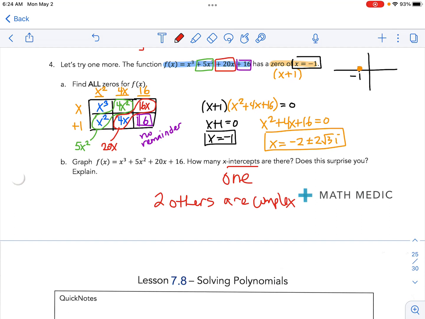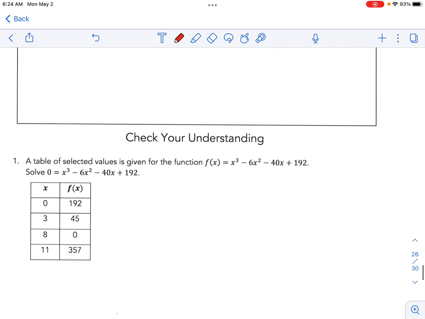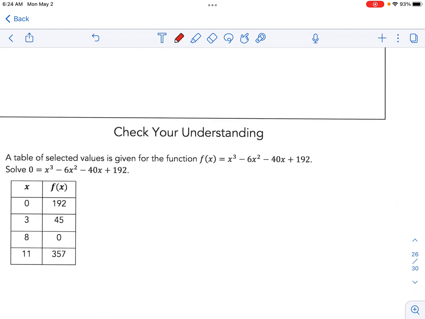Okay, so looking then at, let's just take a look at number 1. This is a table of selected values given for the function. Solve this. This is kind of an interesting one. So solve this quadratic here. So they're giving you a table, and you might think, well, why are they giving me a table? But the idea of giving you the table is they can hide one of the factors in the table.